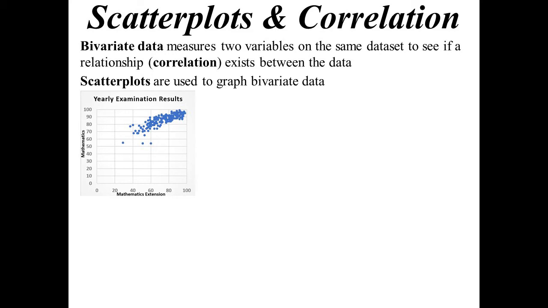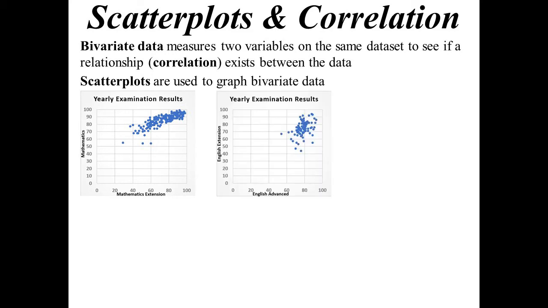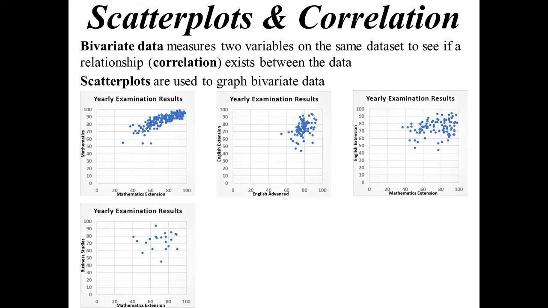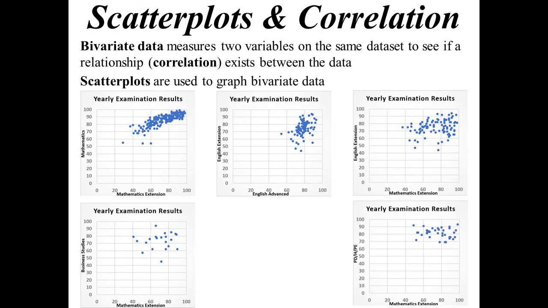If I was to plot English Advanced versus English Extension, we get a slightly different one, but they're still reasonably clumped together. Well, what about Maths Extension versus English Extension? There's no reason why those should be related to each other, and you'll see that that scatter plot has now spread out a bit more. Here's Maths Extension versus a completely different subject, Business Studies. And again, you can see they're wide apart, all the different points. Finally, Maths Extension versus PDHPE.